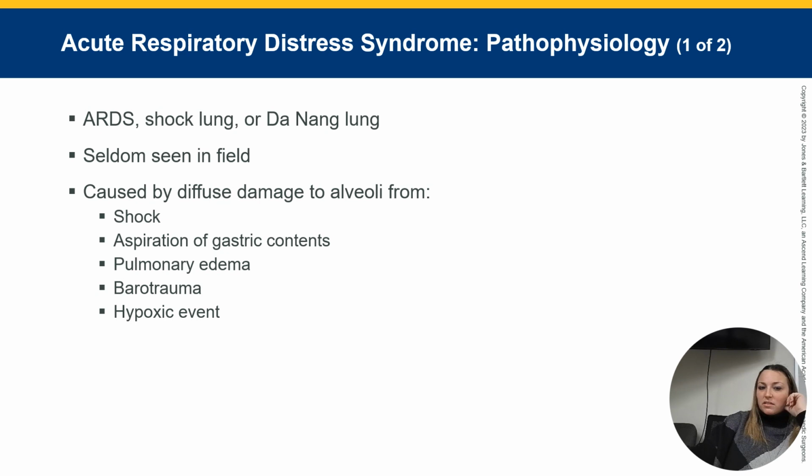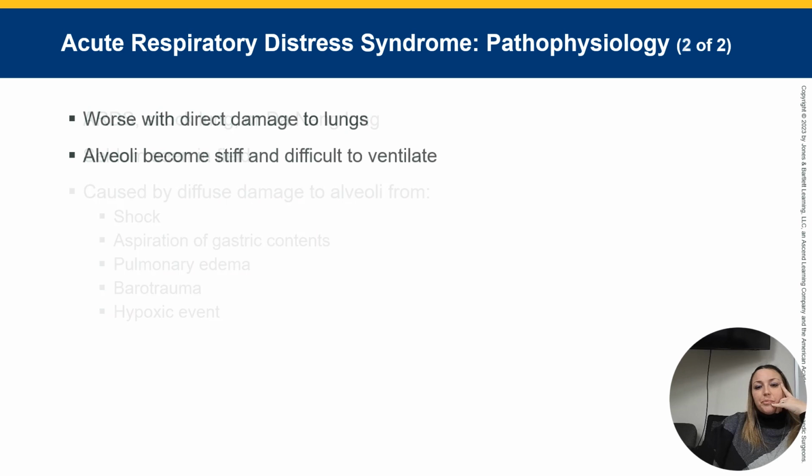And really, ARDS is just that acute respiratory distress syndrome. It's when they get to the point where they're just so bad. So we saw ARDS with a lot of our communicable diseases, and one of the end stages was ARDS because the infection just completely rocked their lung system. It's obviously going to be worse with direct damage to the lungs. The alveoli end up becoming stiff and they're difficult to ventilate. These patients usually have a very poor prognosis.